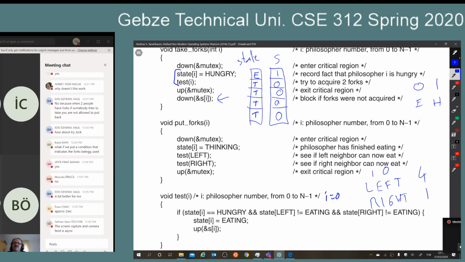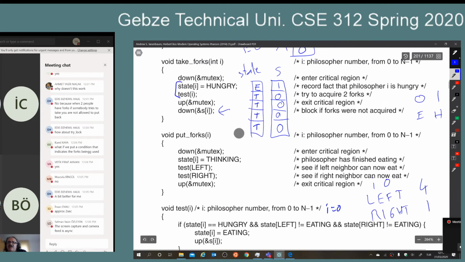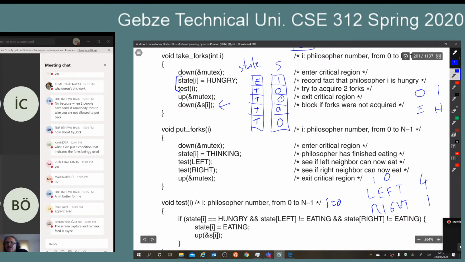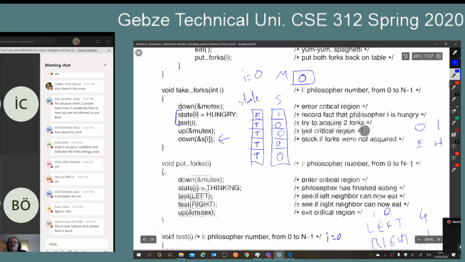Remember, with the mutexes or semaphores, only down blocks. Up does not block at all. Up just signals somebody else who is waiting for that one. So with the take forks function, I can be blocked either here or here. The reason for the block at this point is if the mutex is not available. The reason I am blocked here is either my left or right is eating, or both of them are eating. So there are two reasons. This is how take forks works.